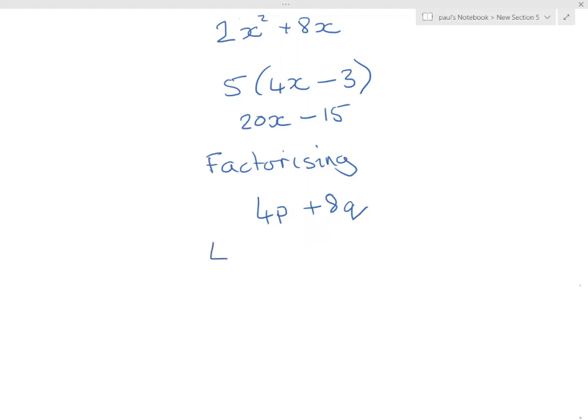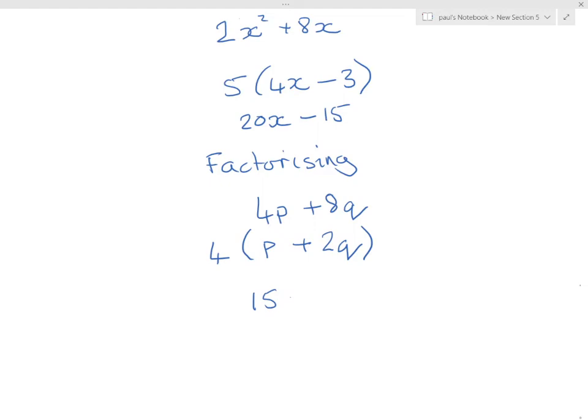But we can have a 4. We can have a 4 because 4 goes into that once and 4 goes into the 8 twice. So 4p divided by 4 is just p, and 8q divided by 4 is 2q.